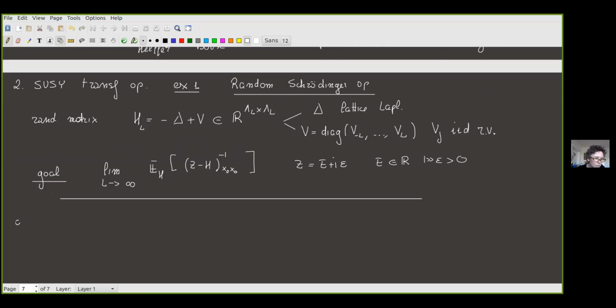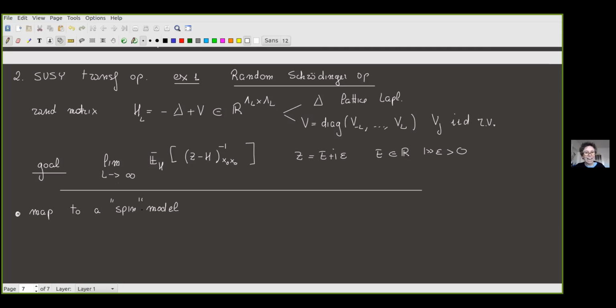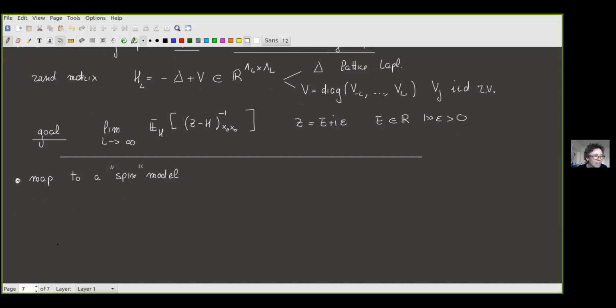So the first thing is I want to map this to a spin model, as in the first part of the talk. I say spin more or less because it will not be a standard spin model. This is done using the supersymmetric representation, and I will give the result.